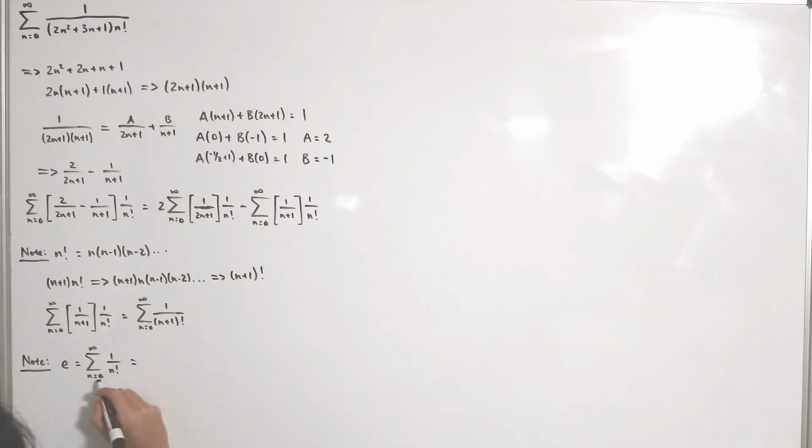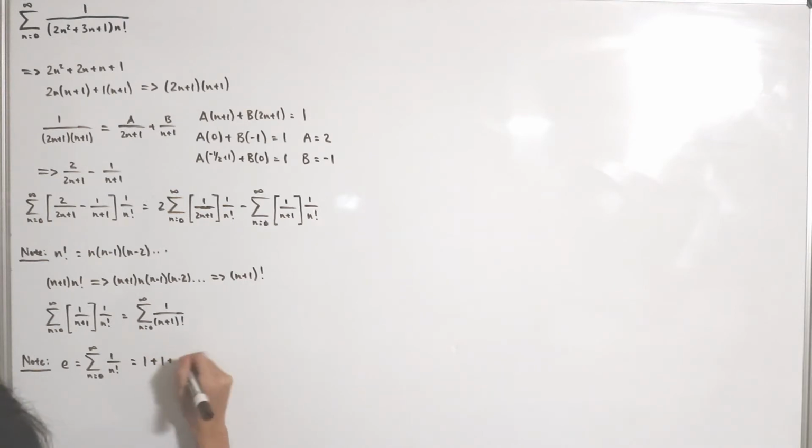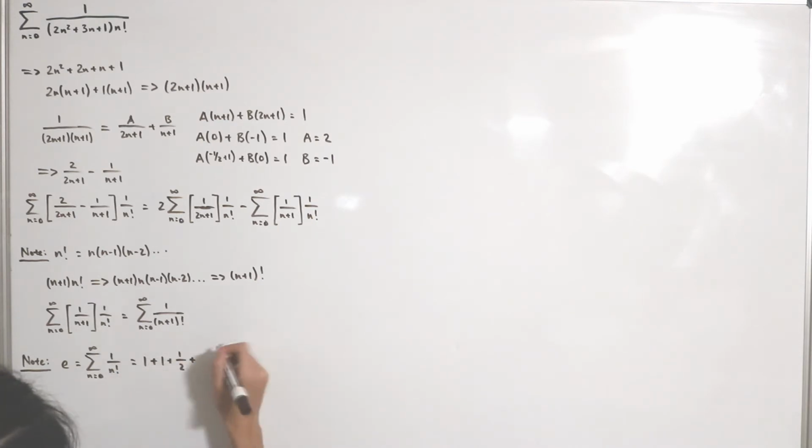So we start with n is equal to 0, so 0 factorial is just 1, 1 plus, and then n is equal to 1, so that's 1 plus 1 divided by 2 factorial, which is just 1 over 2, and then plus 1 over 3 factorial, which is just 3 times 2 times 1, so it's 1 over 6, and so on and so forth.